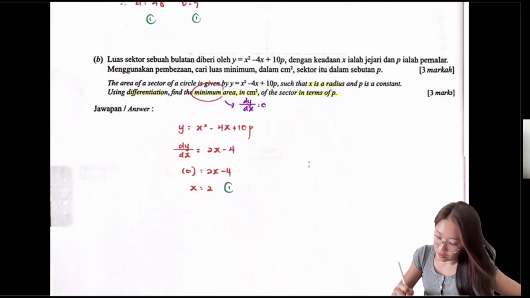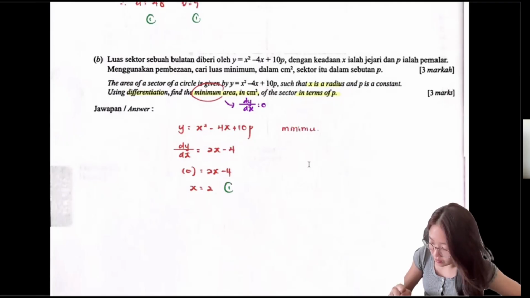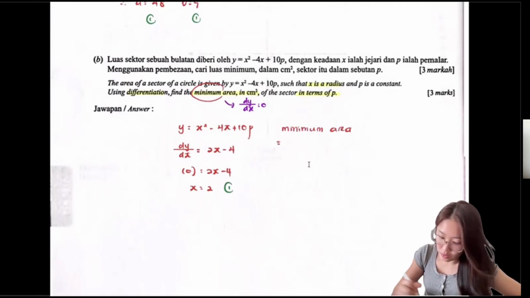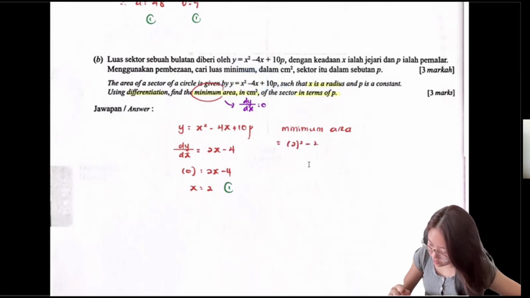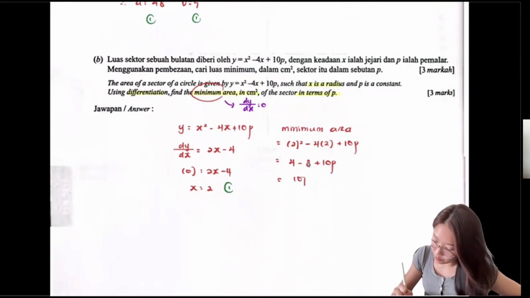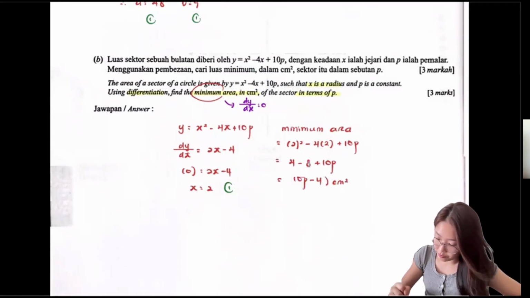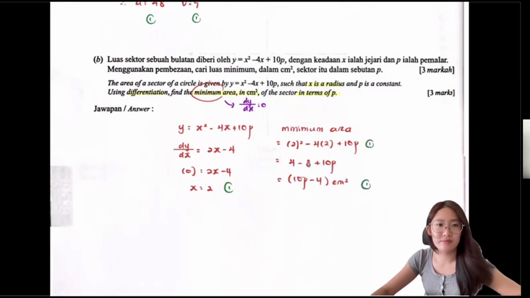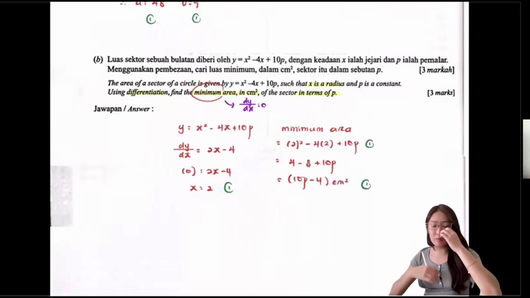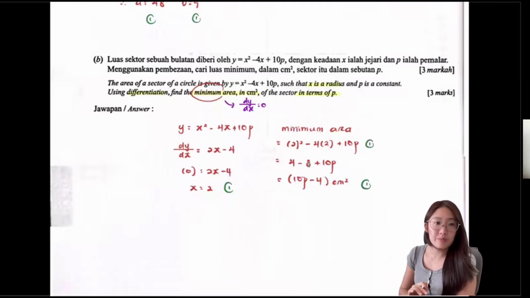And then another one. Continue. You need to find the minimum area. So this represents the area of the sector. So you just substitute the 2 into all the x. The p stays there. So here you get 4 minus 8 plus 10p. So the answer is 10p minus 4, and then put in your unit cm squared. That's it. 3 marks over here. Another 2 is this one and this one. That's it for B. Don't feel so heavy first. I know the whole question is very long, but you can still get mark by mark.